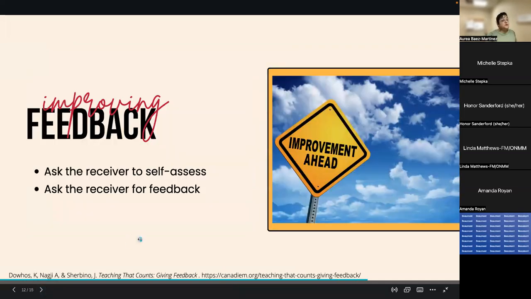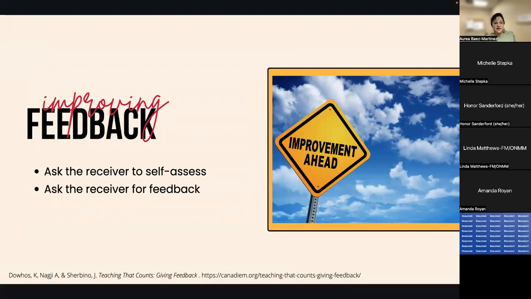And how to improve feedback. So here's another thing. You are giving feedback. How do you know that feedback is working? Ask the receiver to self-assess to make sure that they understand what you told them, and ask that receiver for feedback on your feedback. That way you know if you did it well and what you need to improve, and so forth.